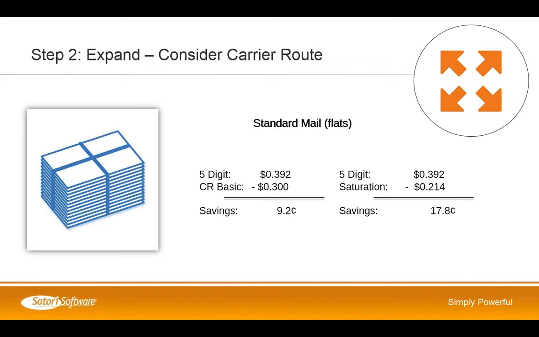So for flats, there's some savings just for preparing just 10 pieces per route, and then if you go into saturation for flats, you get a really big discount. If you're saturating flats in a carrier route area, then you can save almost half. Yeah, it's a pretty good discount there. And those of you who may be familiar with the Every Door Direct Mail program, or EDDM, that's basically what a saturation flat is. It's just a fancy marketing word for it.